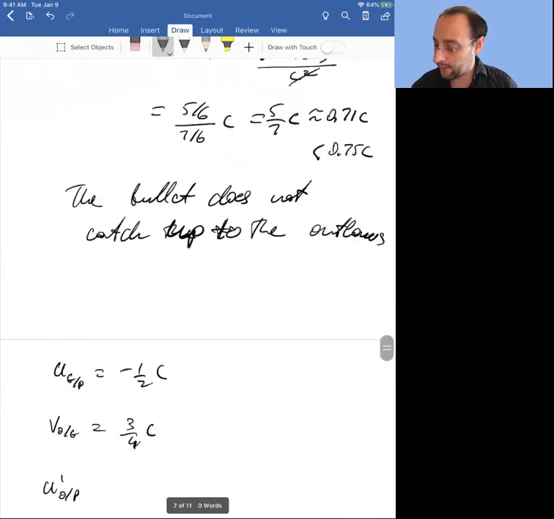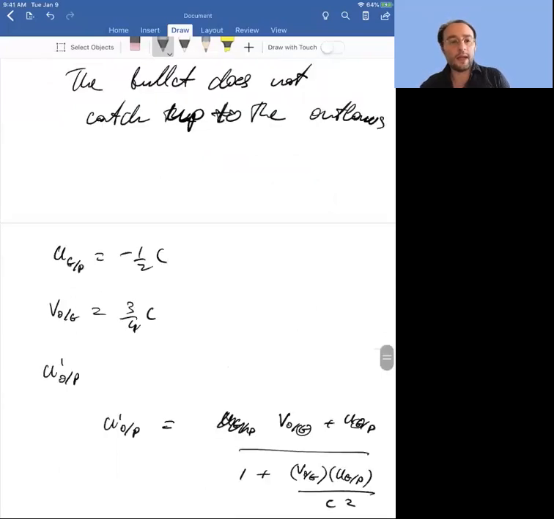Okay, well, interesting. What if I do the analysis from the frame of the police? Okay, so let's see. We know the bullet's velocity relative to the police. And we know the ground's velocity relative to the police. It's minus half c, because the ground is now moving in the opposite direction according to the police. And what we want to know is the speed of the outlaws relative to the police. We know the speed of the outlaws relative to the ground, but not relative to the police.